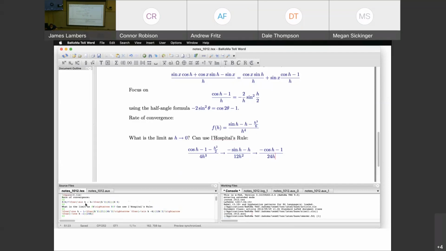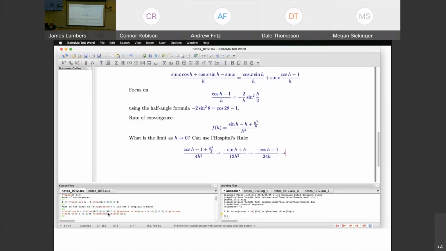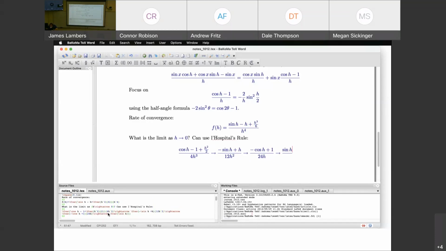I need to fix my example by making this a plus. So then this will become a plus, and then this will become a plus. So now it's still a 0 over 0 situation. Now we can apply L'Hopital's rule one more time. Now we have sine by itself over 24. So it turns out the limit is 0.